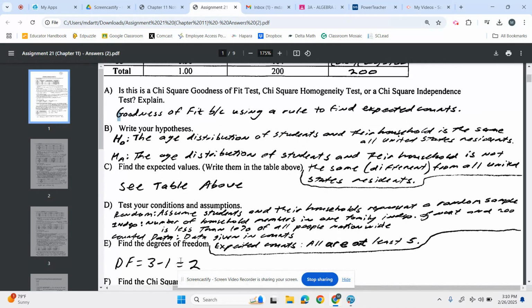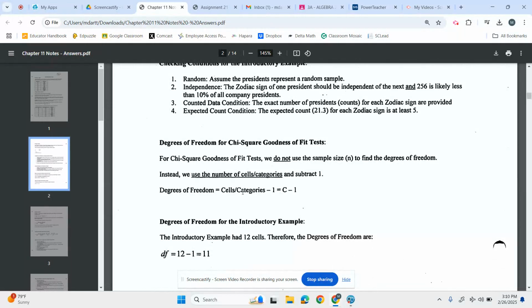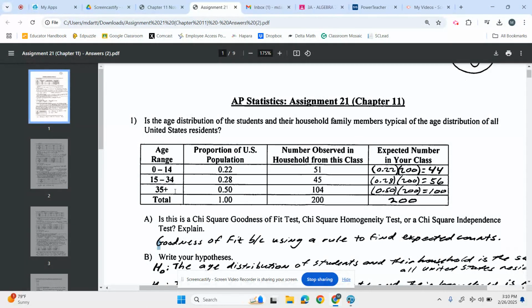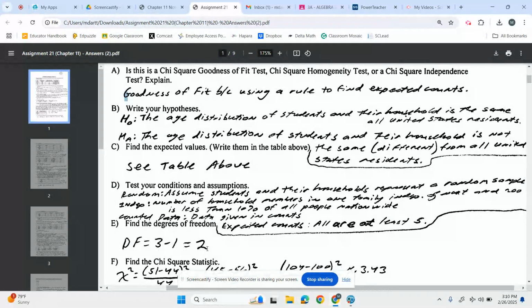Now, degrees of freedom. Let's talk about degrees of freedom. When you have a goodness of fit test, it's always the cells minus 1 or the categories minus 1. Well, in this case, there were 1, 2, 3 categories. Do not count the total, 3 categories. So I'm going to do 3 minus 1. All right, so that's where you get 2.